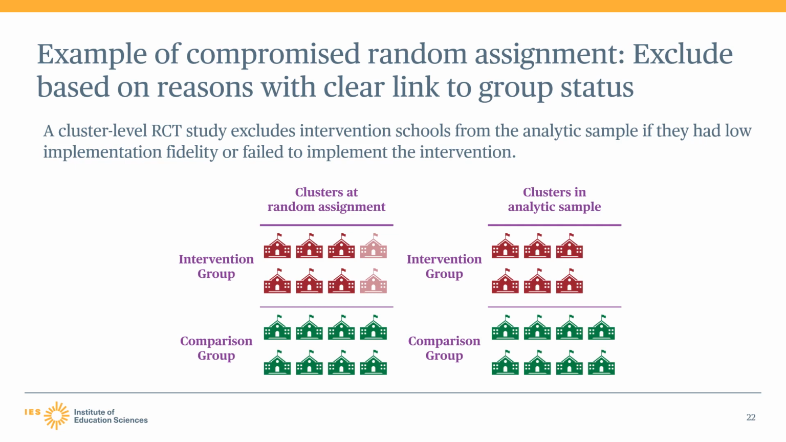Let's consider an example cluster-level RCT focused on an intervention designed to improve student attendance. If the study authors exclude from the analysis any schools that had low implementation fidelity of the intervention, potentially not having implemented the intervention at all, the RCT is compromised. This is because the sample exclusion is based on schools' level of implementation fidelity, which may have been affected by intervention status. So, there is a clear link between study condition and the reason for sample exclusion, making this a compromised RCT.